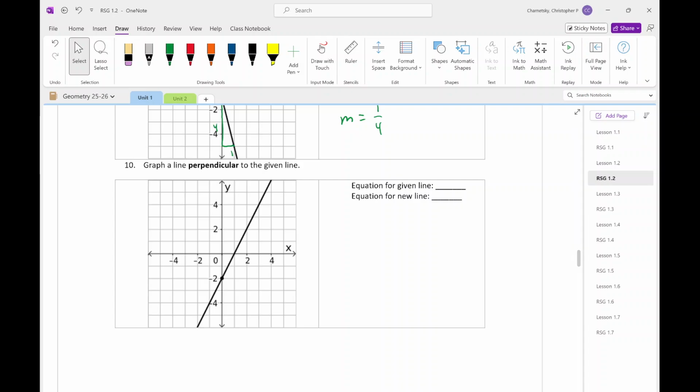Again, graph a line that is perpendicular to the given line. So, our original line, there's our y-intercept. Looks like it's got a slope of positive 2 over 1, or 2. Y-intercept is negative 2. So my equation would be y equals 2x minus 2.